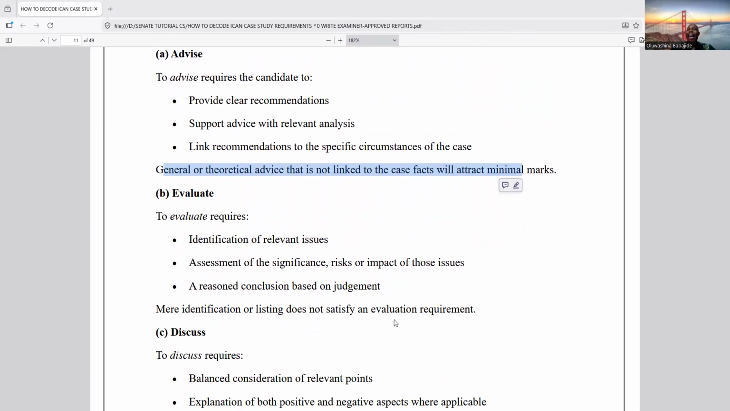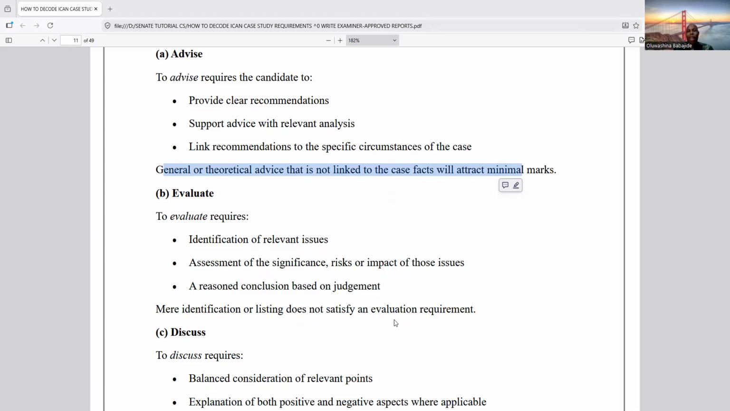Identify issues for us in that case. Another thing they are expecting is an assessment of the significance, risk, or importance of those issues. You tell them, you assess the significance of the risk involved in that issue. Do you understand? Then, what are the impacts that those issues are going to cause in the business?